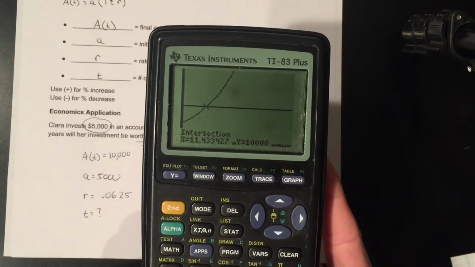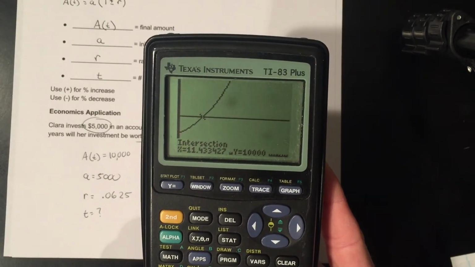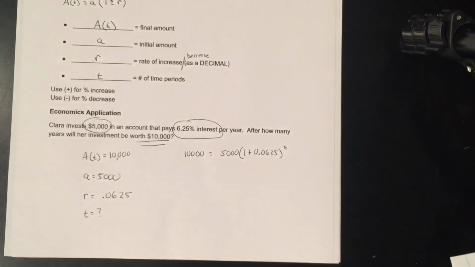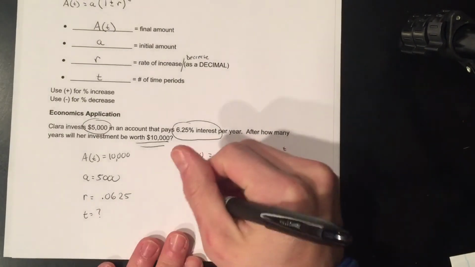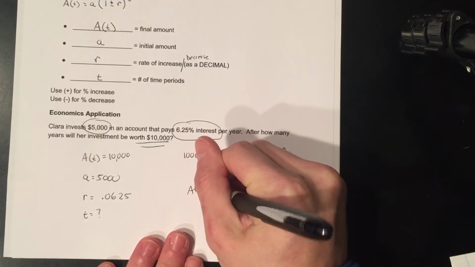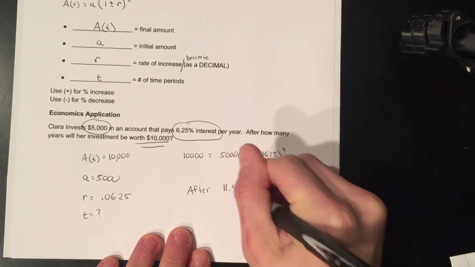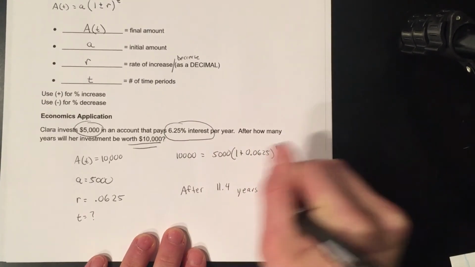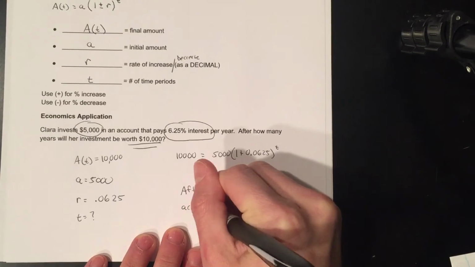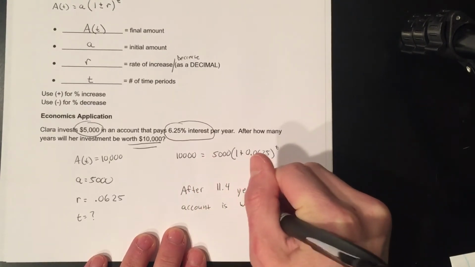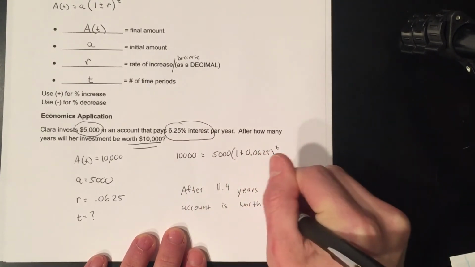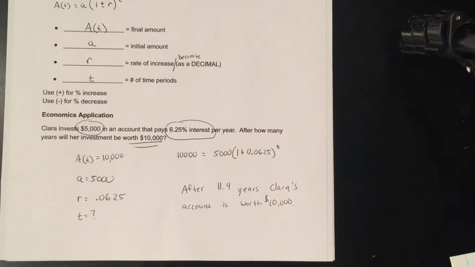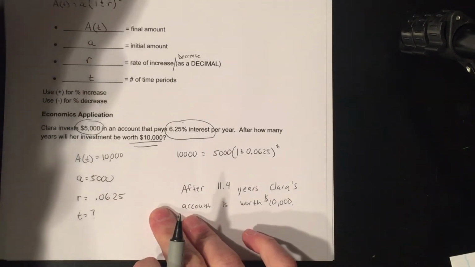All right, so that's a good trick to use for your graphing calculator. We're going to repeat that trick one more time. Let's just write this answer down. After, let's just say 11.4 years, Clara's account is worth $10,000. All right? Again, using the graphing calculator to help us. Or Desmos. Whenever I say graphing calculator, guys, Desmos is acceptable as well.